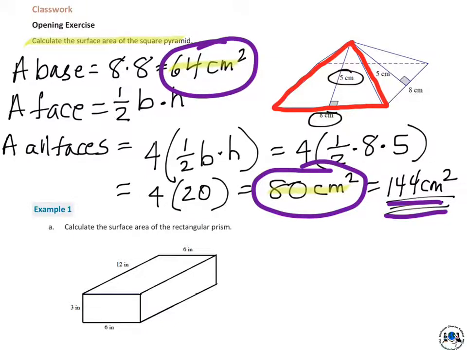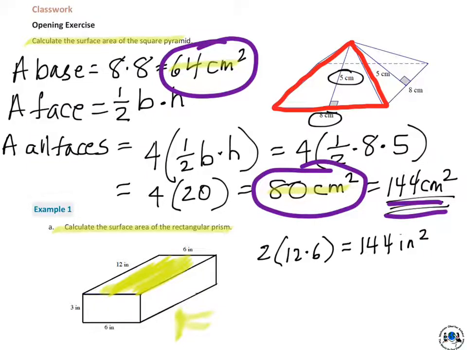So here we go. Example 1 says to calculate the surface area of the rectangular prism. Okay, so this rectangular prism here, go ahead and calculate that surface area and come on back. Okay, let's go ahead and do this. All right. Now what I know is that I have 2 of these sides here. We have the base and then we have the top, or the top and the bottom. We have 2 of those, and those are both 12 by 6 inches. So I'm going to multiply 2 times 12 times 6, which equals 144 square inches. So I have that top and the bottom taken care of.